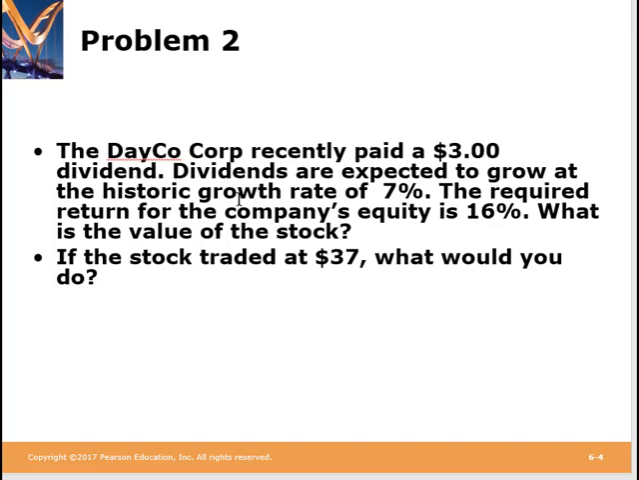This company paid a $3 dividend. Dividends are expected to grow at 7%. The required return on the stock's equity is 16%. What is the value of this stock? And again, the second part of the question is, if the stock traded at $37, what would you do?